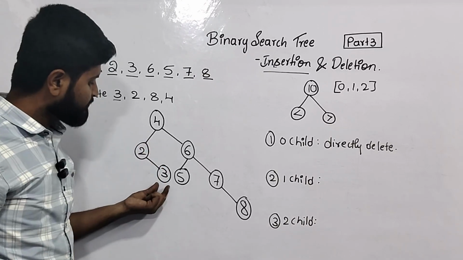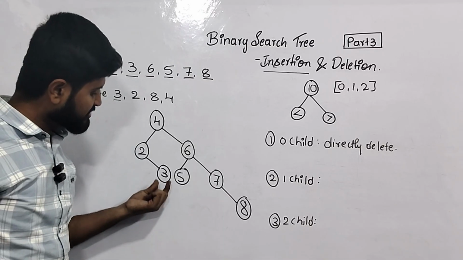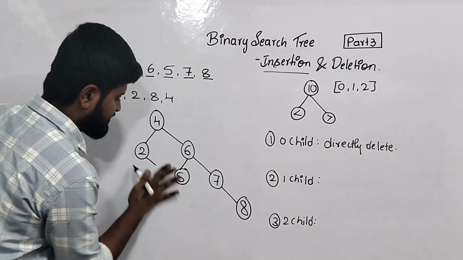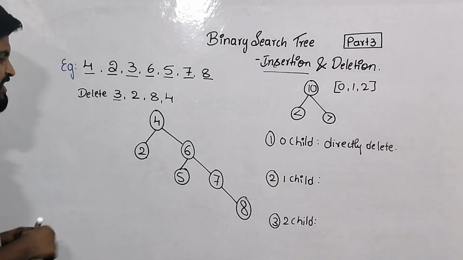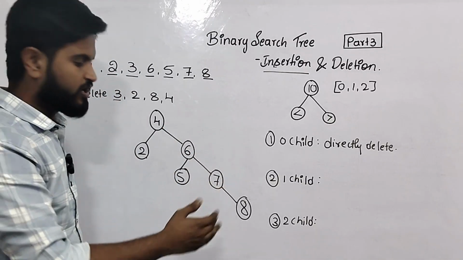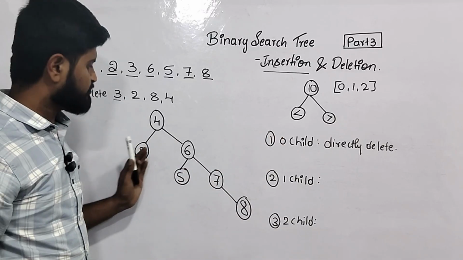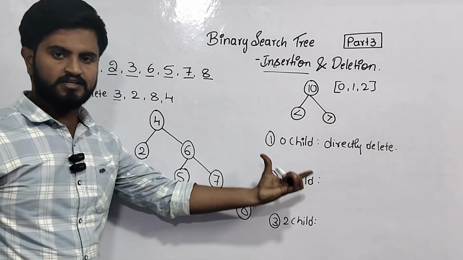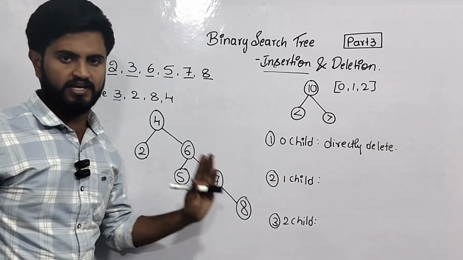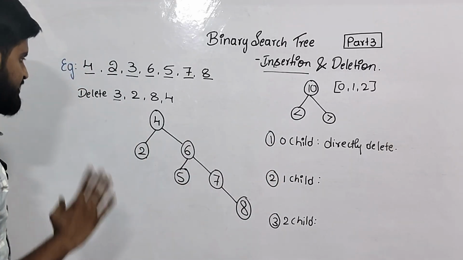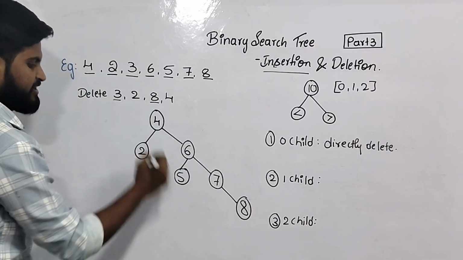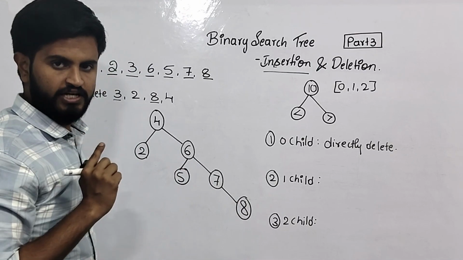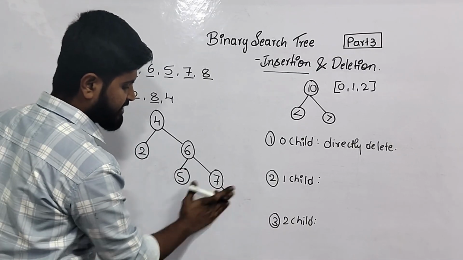If I have a node which has 0 child nodes and I want to delete it, I will directly delete it. Since the video will be a longer one, I have not written another replica of this tree. You will write another replica and delete it there. So I have deleted 3 directly. Next, if you see 8, 8 also has no child further, that is, it also has 0 child. If I want to delete it, I will directly delete it.